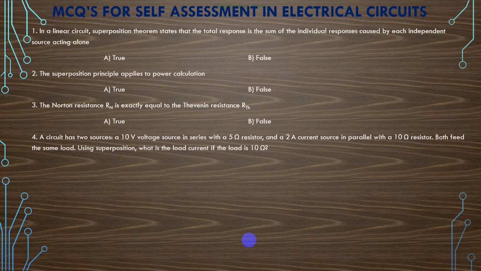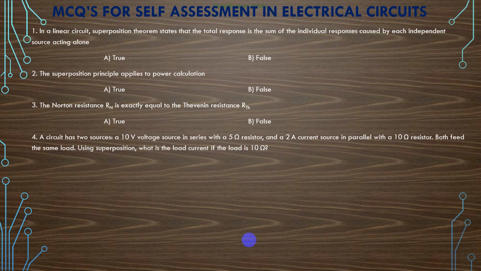So what is that? A circuit has two sources. First is 10 volts, another 2 amps. Right? Okay. One is a 10 volt source in series with a 5 ohm resistance, and a 2 amps current source in parallel with 10 ohms. Both feed the same load. So on the right hand side, there is a load, which is the same load. Using superposition, what is the load current if the load is 10 ohms?